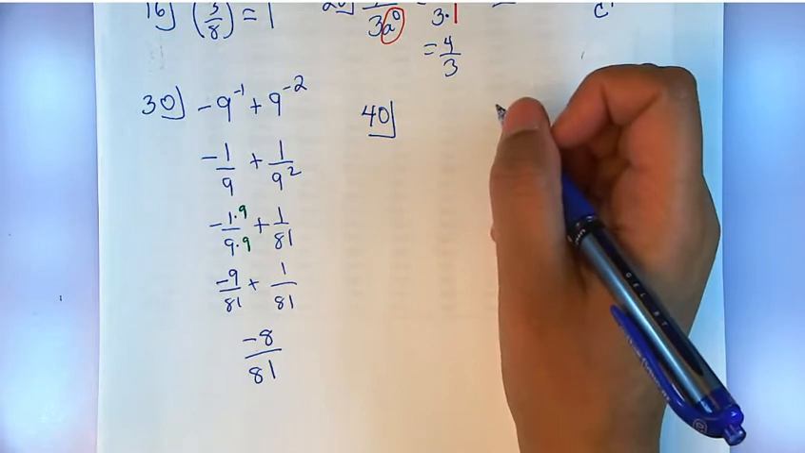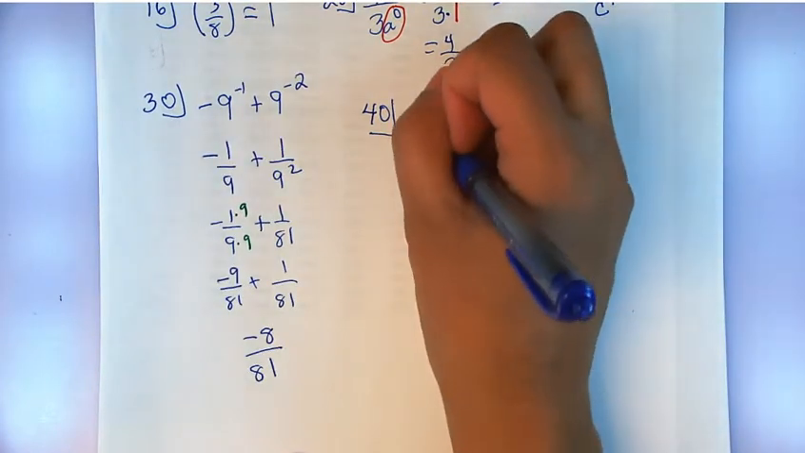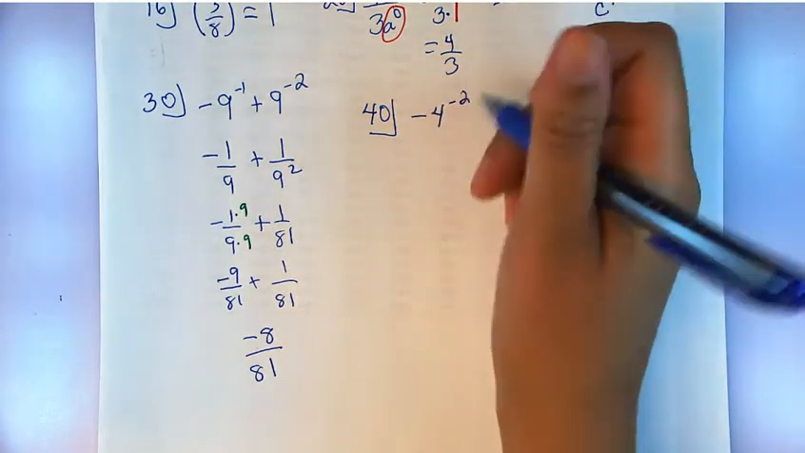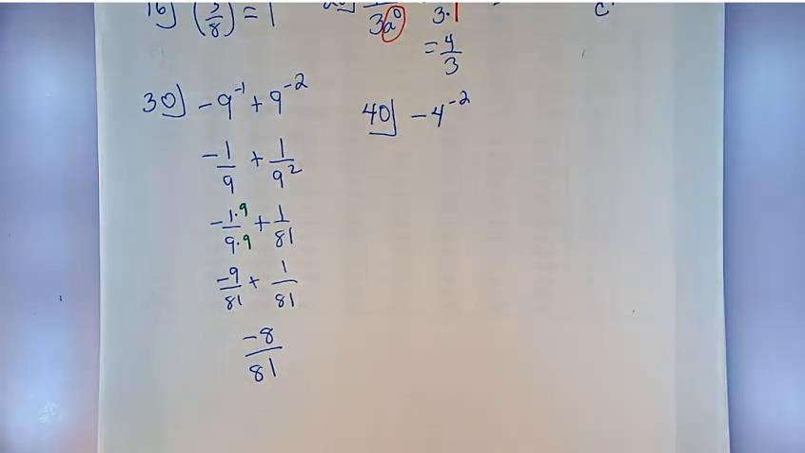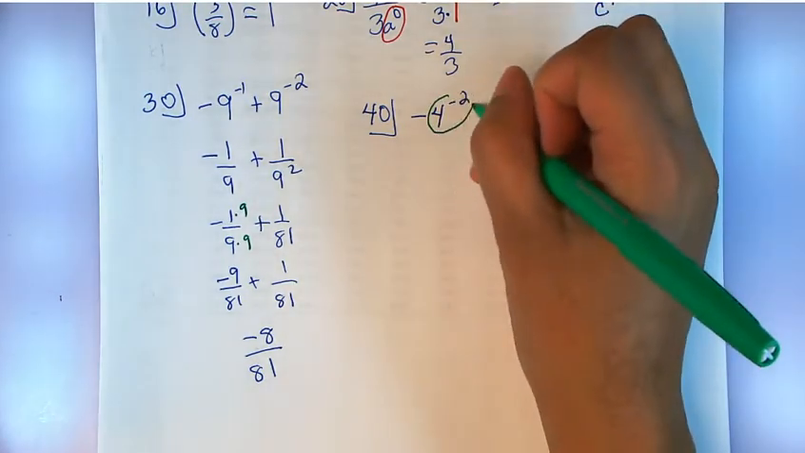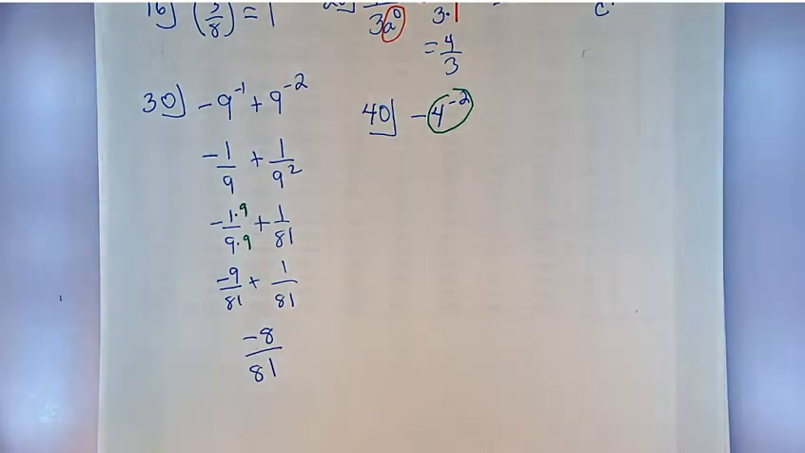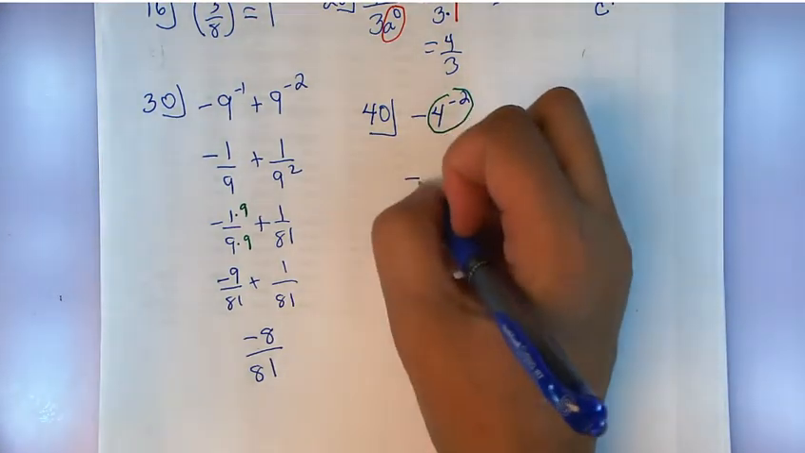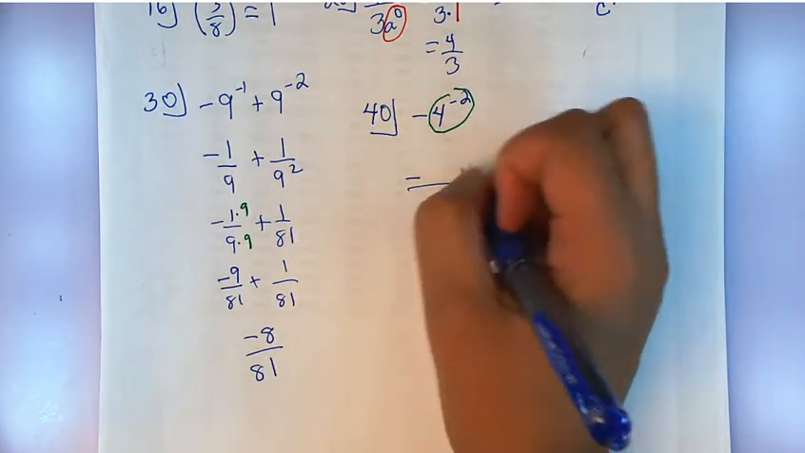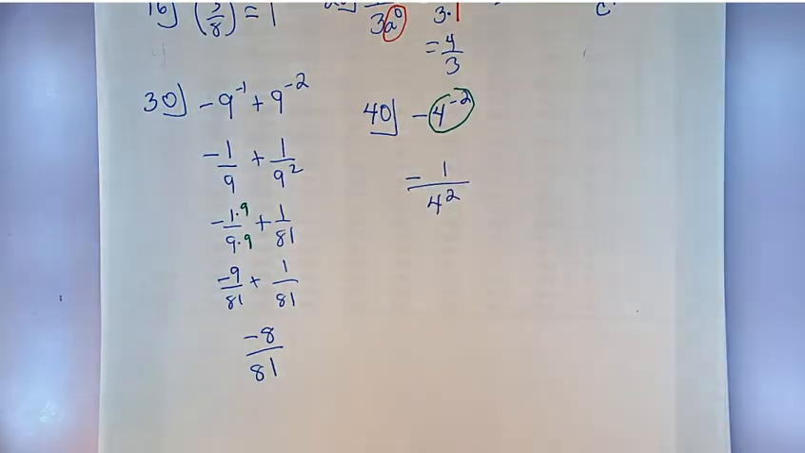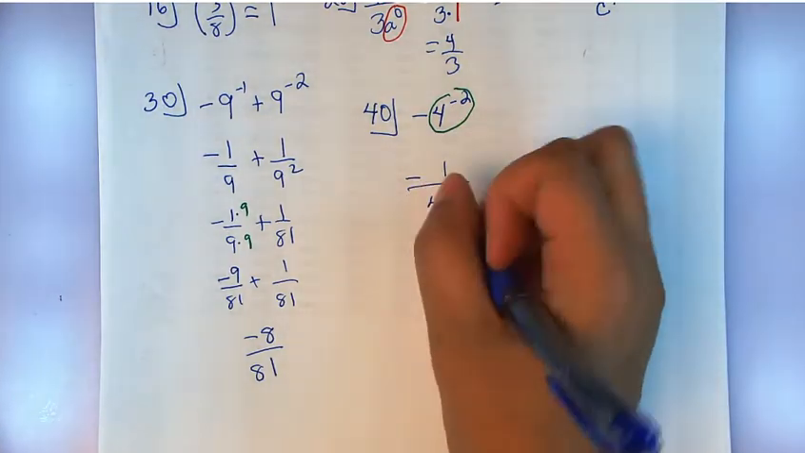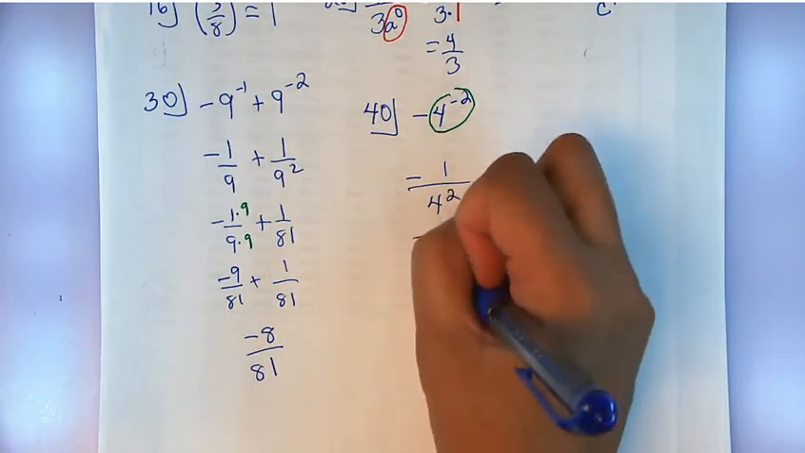Number 40, negative 4 to the negative 2. Again, remember, what is the only thing that's moving? That is the 4. Not the negative sign, but the 4. So that negative stays on top. The 4 squared moves on the bottom, and we'll have 1. Remember, if the power is less than 5, we must evaluate. So we end up with negative 1 over 16.